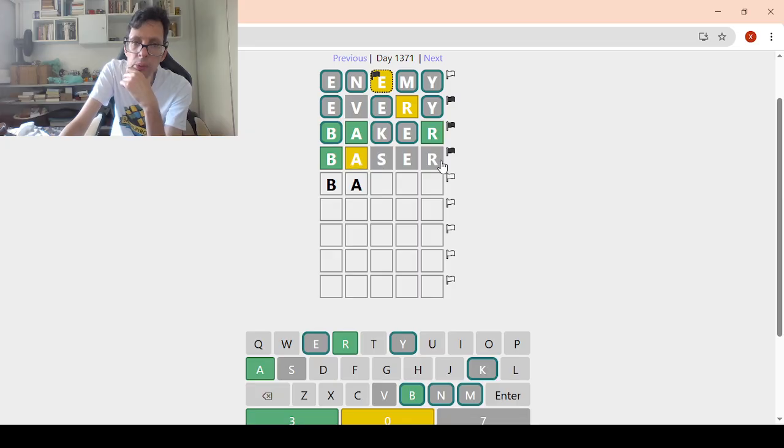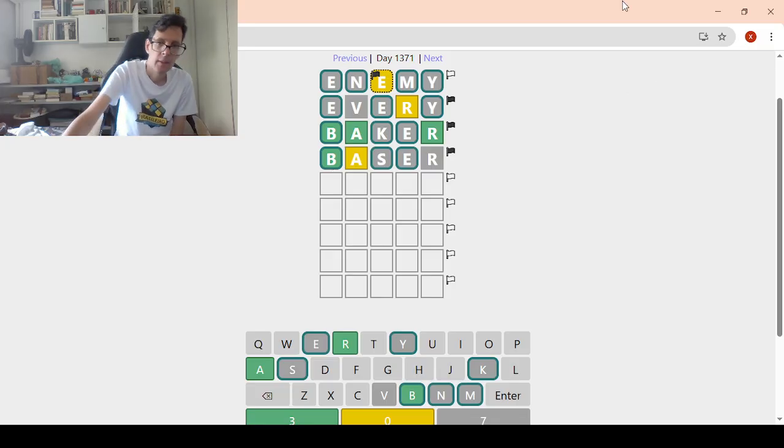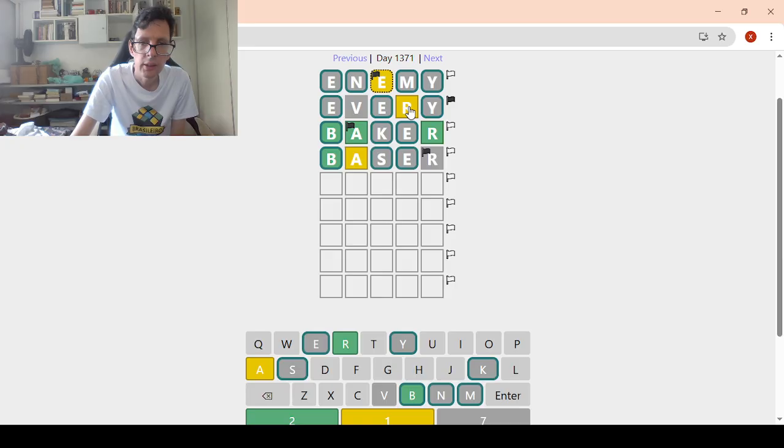And if these were both true, then these would be both lies. So this is true, and this is true. Let's see. This is true. This would be true, this would be a lie, this would be true, this would be a lie. And then this would be a lie unless there are two R's here. I don't believe so. So this would be true and this would be a lie.